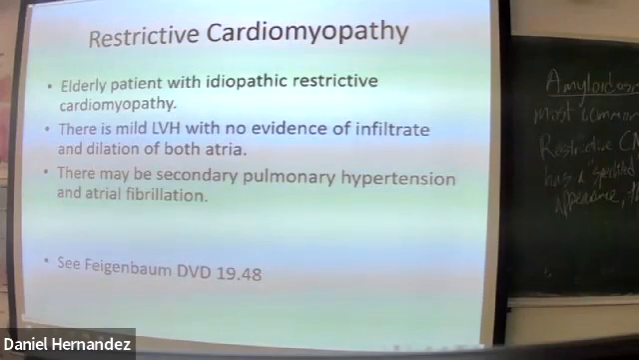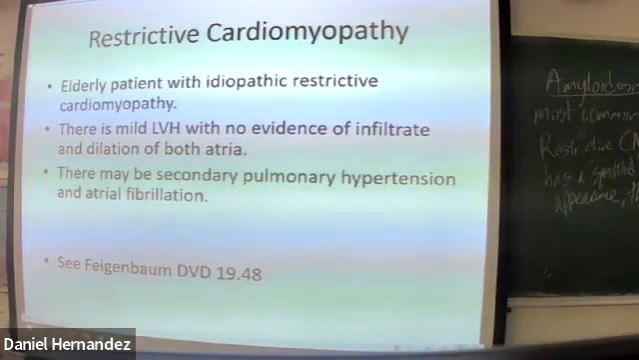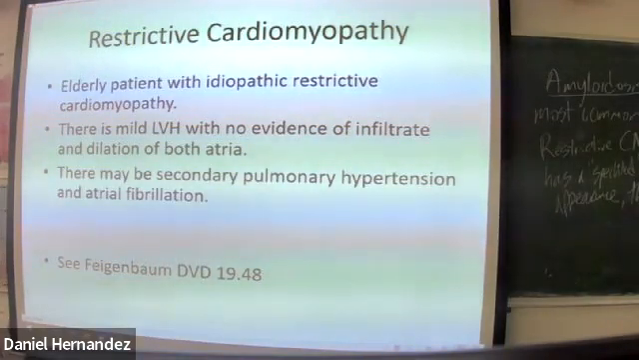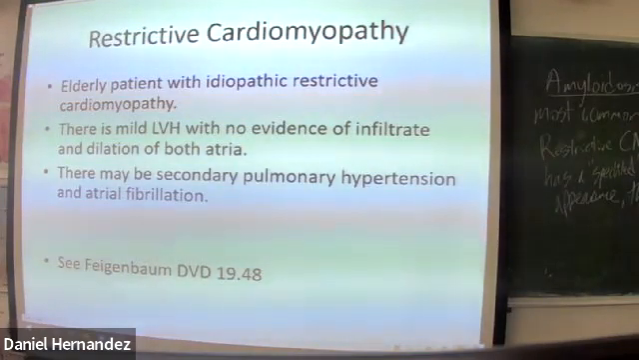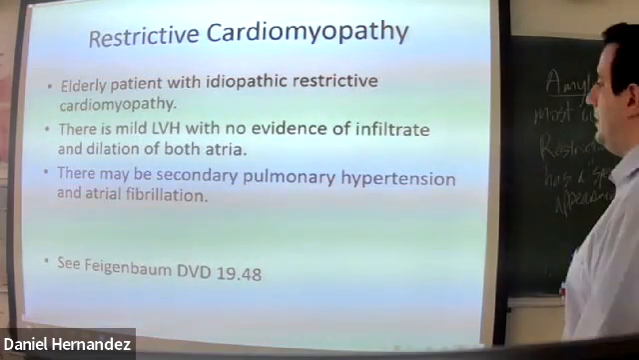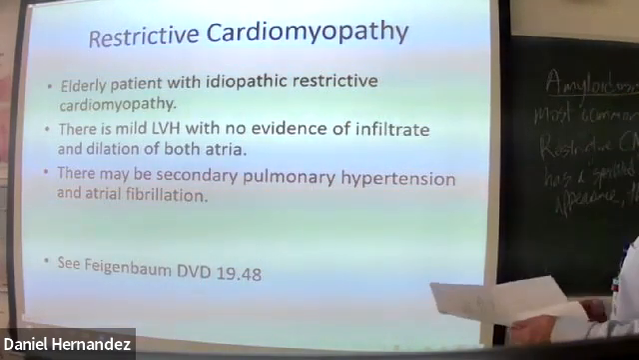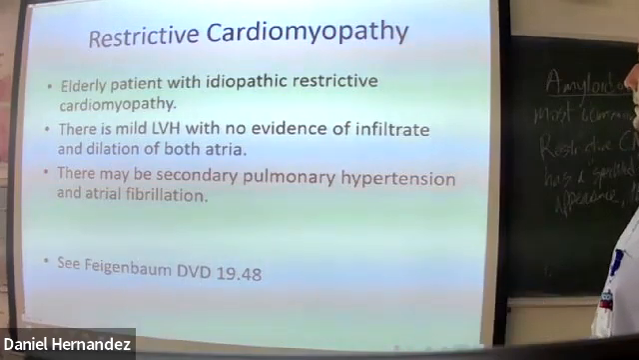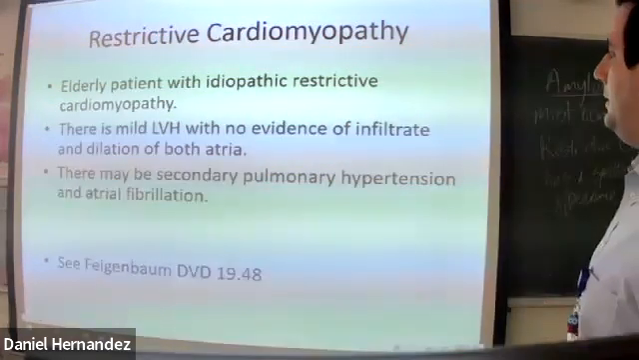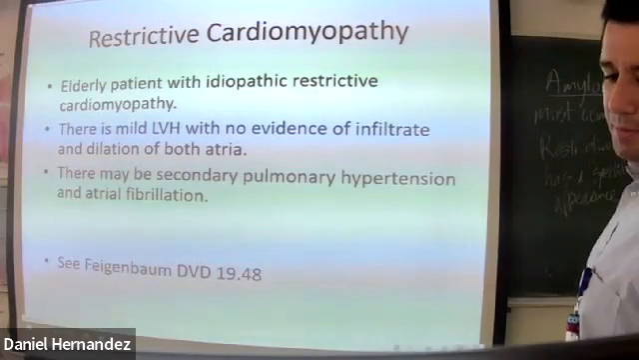Again, with restrictive cardiomyopathy, in elderly patients with idiopathic restrictive cardiomyopathy, there's mild LVH with no evidence of infiltrate and dilatation of both atria. There may be a secondary pulmonary hypertension or AFib. So that's in patients with idiopathic restrictive cardiomyopathy.